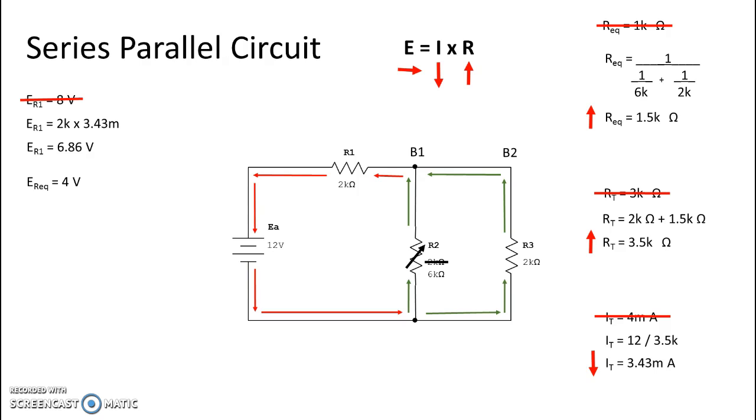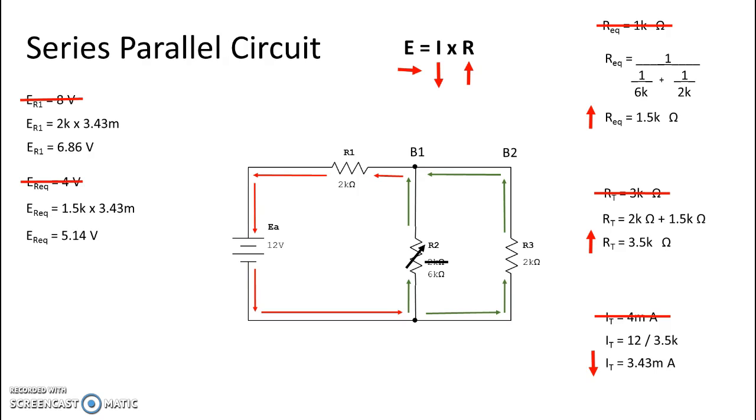Now we look at REQ, or the voltage out on our parallel, and we did have 4 volts, and now we have that larger ohmic value of 1.5K ohms multiplied by the smaller current of 3.43 milliamps, and we get a larger voltage of 5.14 volts.